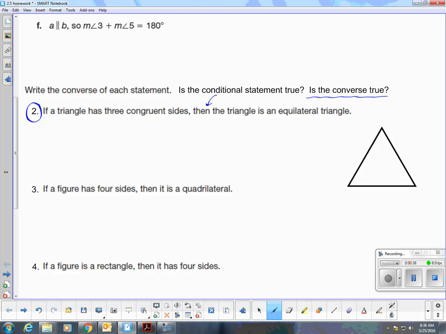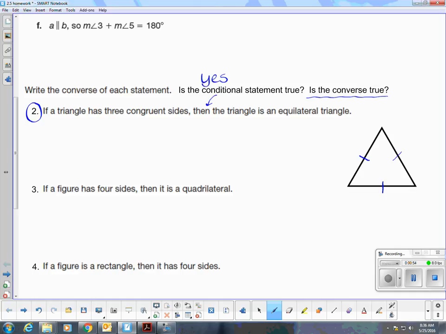If a triangle has 3 congruent sides, then the triangle is an equilateral triangle. So yes, that is definitely true. It's the definition of an equilateral triangle.